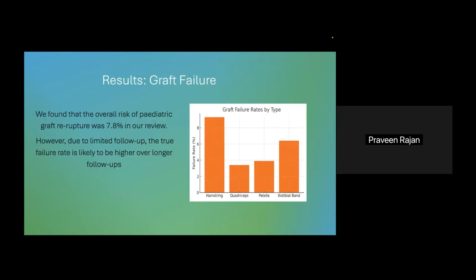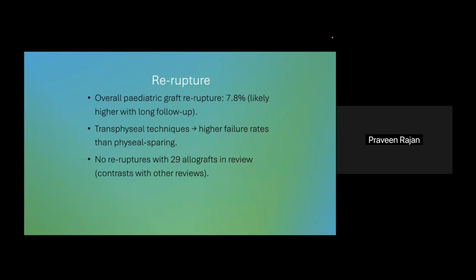We also looked into the graft failure. We found that the overall risk of pediatric graft re-rupture was 7.8% in our review. However, due to limited follow-up, the true failure rate is likely to be higher over longer follow-ups. Among the tendon groups, hamstring tendon showed the highest graft failure rate, probably because we had a large number of patients who underwent ACL reconstruction with hamstring tendons. Re-rupture rate was, as I mentioned, 7.8%.